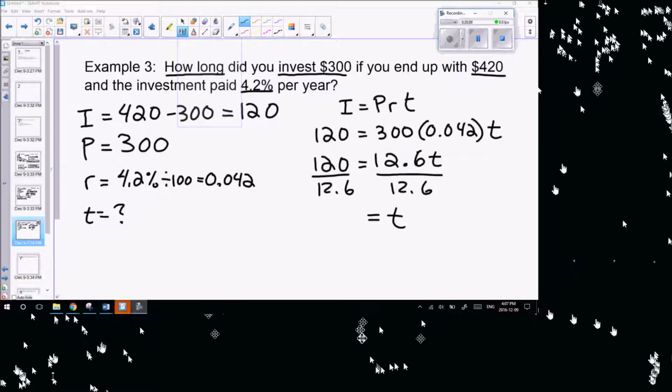So when we do 120 divided by 12.6, we get 9.5, and there's a bunch of other decimals. We can leave that as 9.5 when we round. So we round up to 9.5. And then we need our therefore statement. So therefore it took 9.5 years to get that amount in money. So that's our answer.